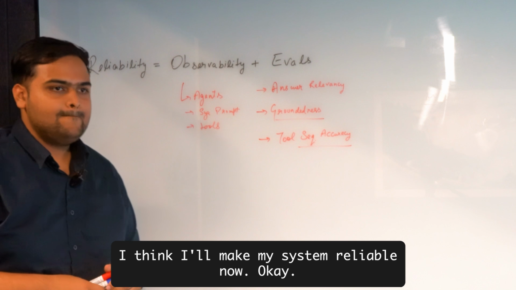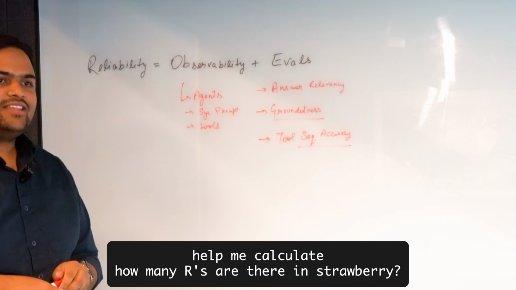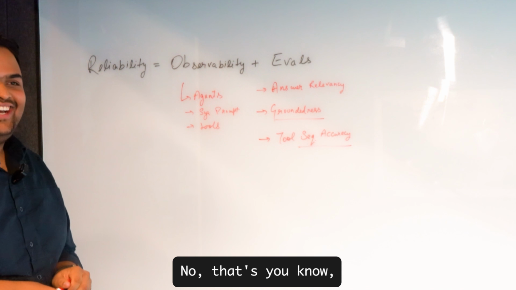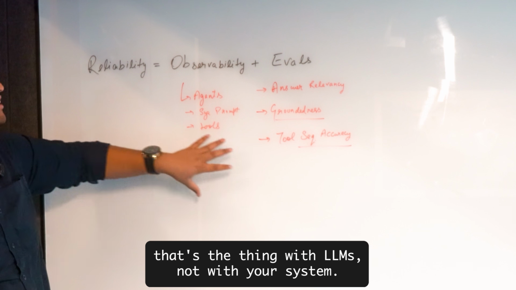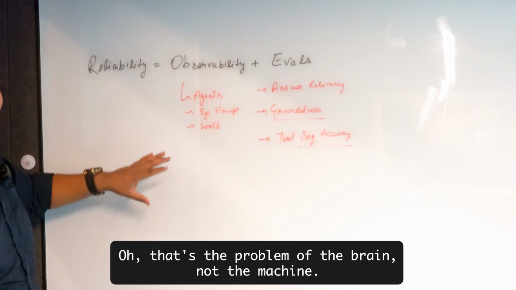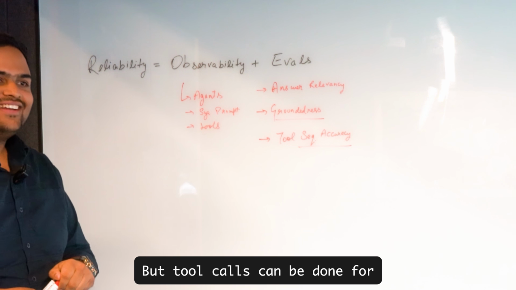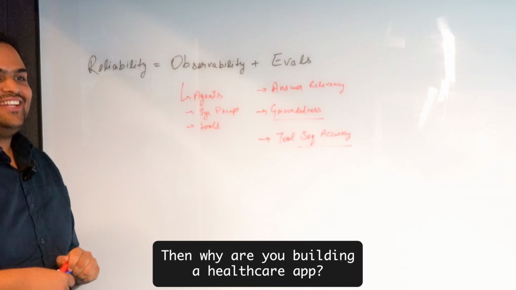I think I'll make my system reliable now. Will this help me calculate how many R's are there in strawberry? No, that's the thing with LLMs, not with your system. Oh, that's a problem of the brain, not the machine. But tool calls can't be done to count the number of R's in strawberry. Then why are you building a healthcare app?